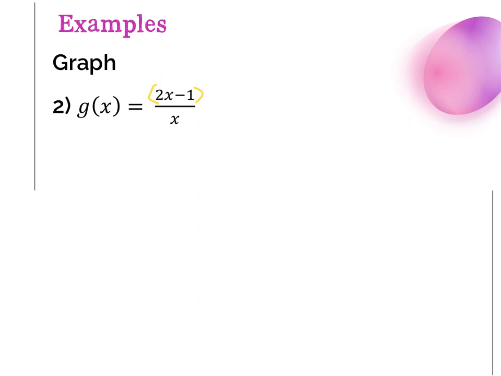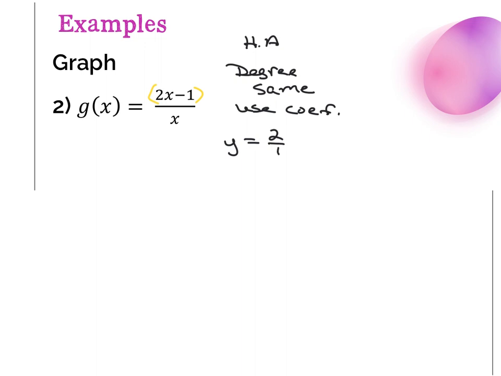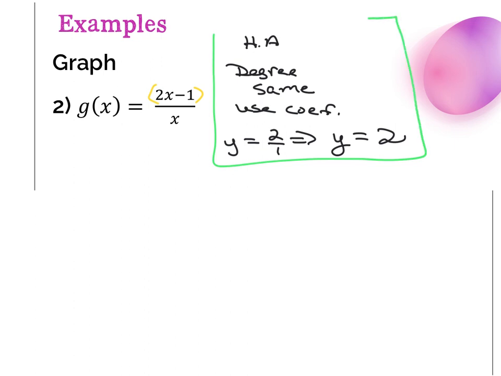So now I'm going to look for my horizontal asymptote. Remember, for the horizontal asymptote, we're going to look at the degrees. The degrees are the same. So when the degrees are the same, we use coefficients. The coefficient of the numerator is a 2. The coefficient of the denominator is a 1. So my horizontal asymptote is the equation y equals 2. I'm going to graph the horizontal asymptote in green.